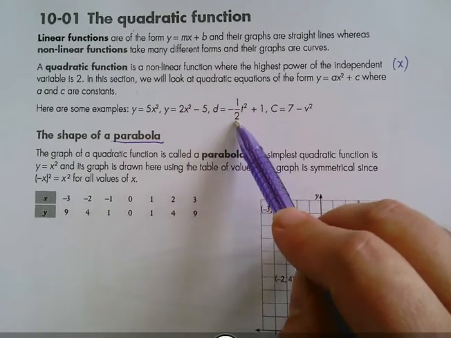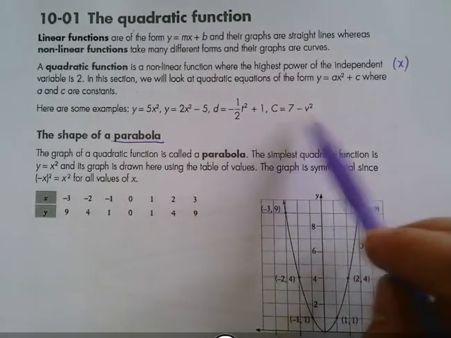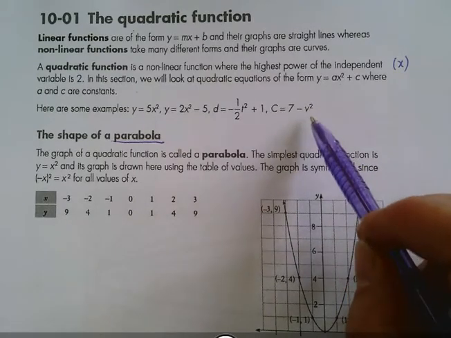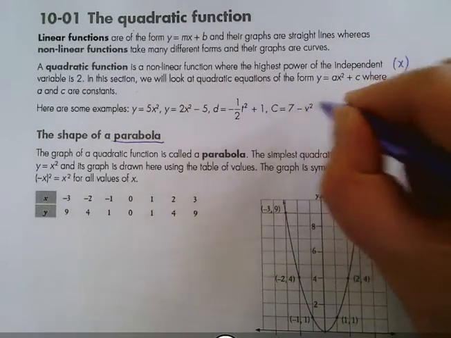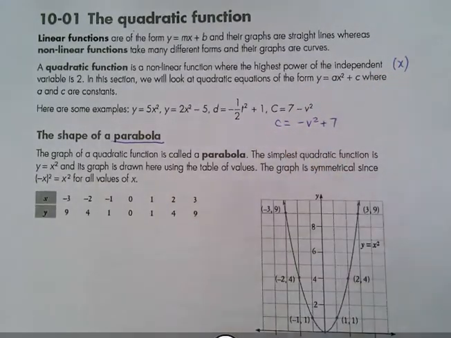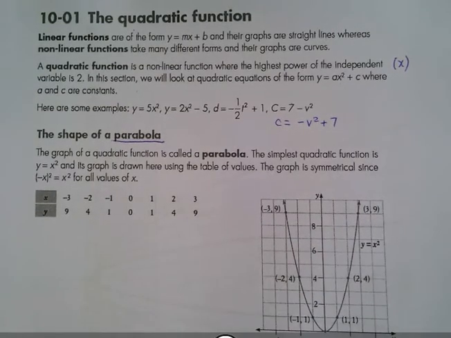This one is negative half t squared. Instead of an x, this is a t squared plus 1. And here is another one as well. See how the highest power is squared? That is c equals 7 minus v squared, or you could write that as minus v squared plus 7. Okay, so we're going to learn sometimes in front of the squared term you can have a positive, sometimes you can have a negative. That will tell us about whether the curve is facing upwards or downwards.